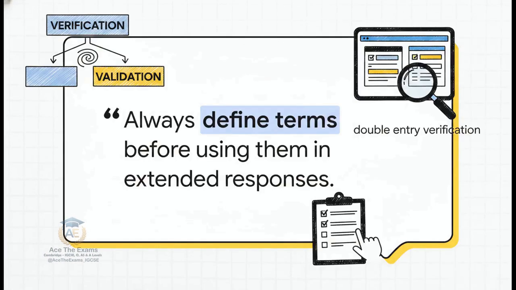And this brilliantly illustrates the underlying issue behind so many of those traps. Quote, candidates consistently confuse key terminology. Always define terms before using them in extended responses. Guys, this is an official examiner alert directly from the source. Under the pressure of the exam clock, candidates constantly blur the lines between verification and validation, or they just vaguely talk about checking the data instead of explicitly naming it a visual check or a double entry verification.